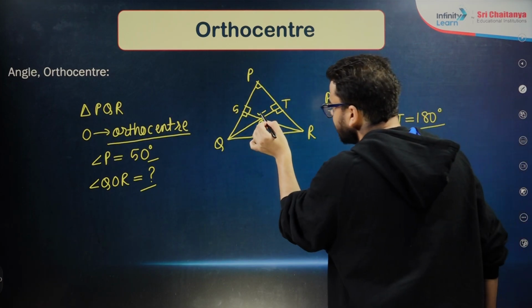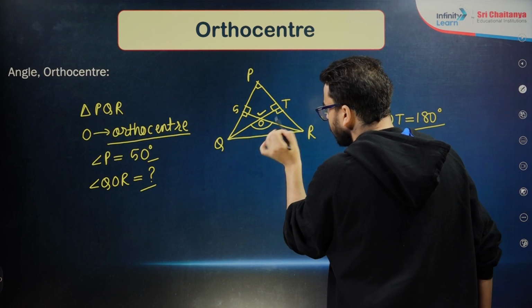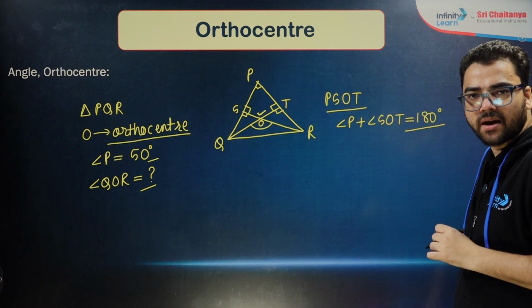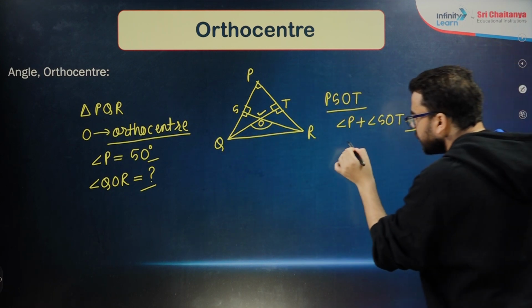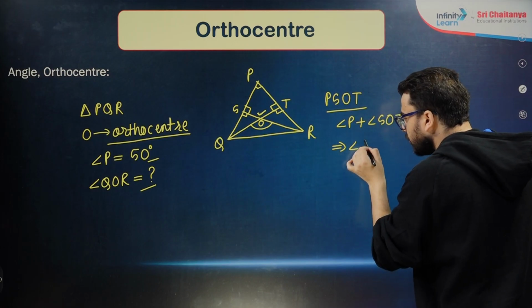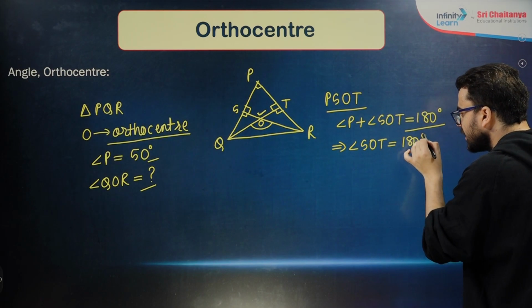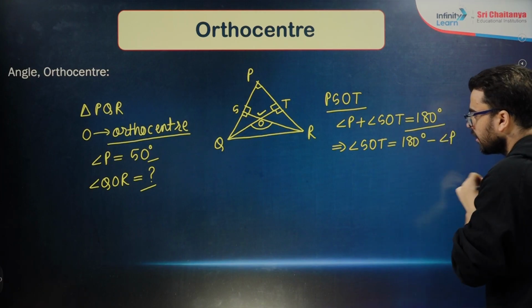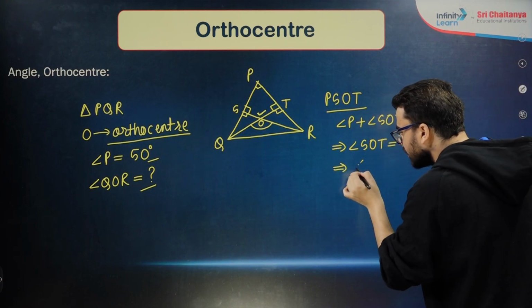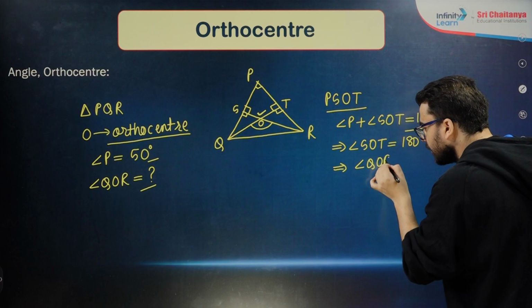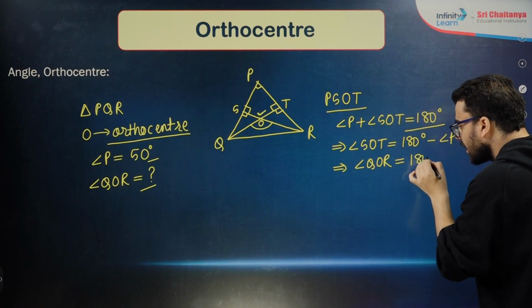Correct? And you see SOT is equal to QOR, vertically opposite angles over here. So if you find angle SOT over here, what is that, guys? That is 180 minus angle P. Or you can say over here that angle QOR is equal to 180 minus angle P.